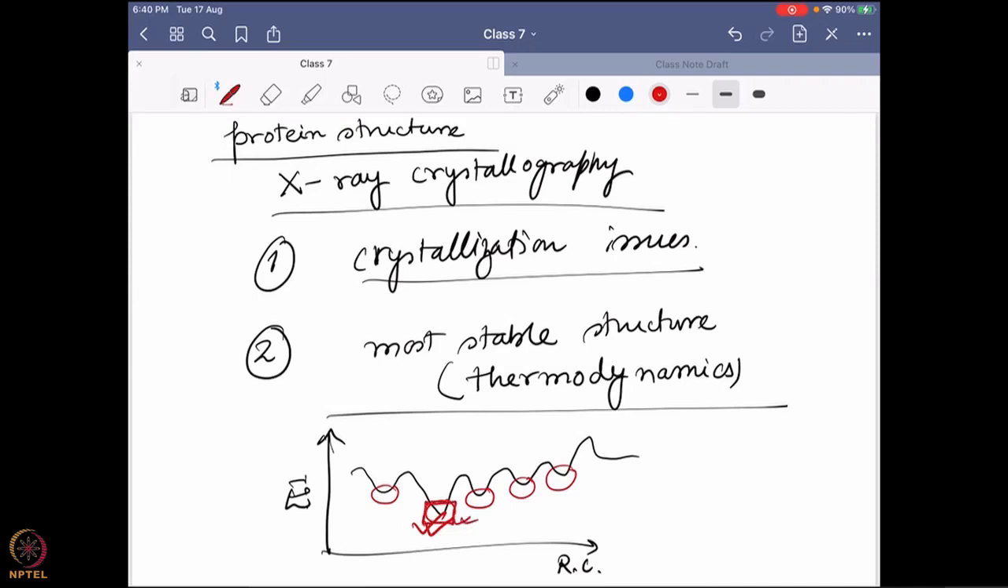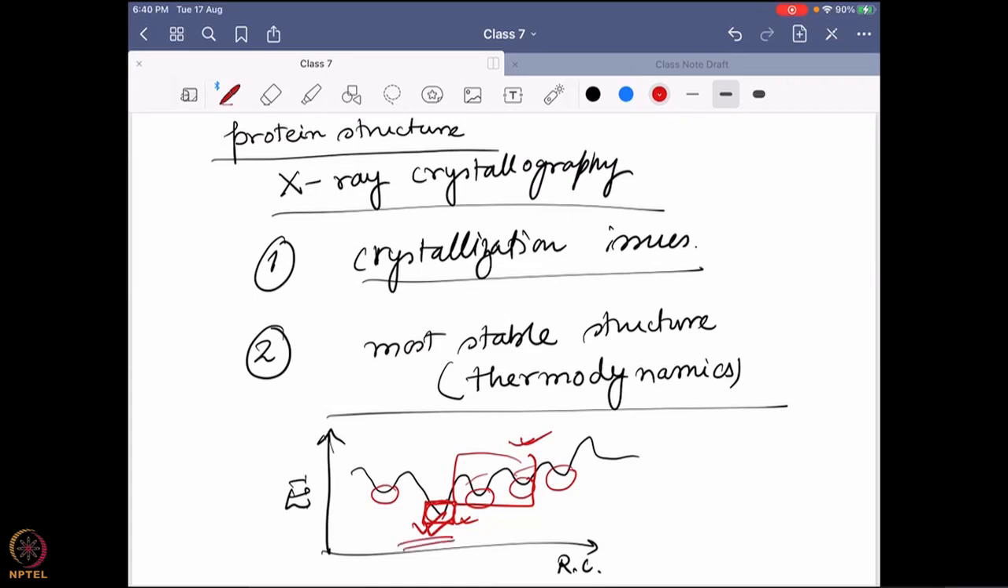However, activity-wise, that may not be the most active structure of the protein itself. It might be doing its activity at this particular point, and we want the structure over here. But we cannot get it, because whenever I try to crystallize it, it automatically goes to the most stable structure. It's thermodynamically driven. I cannot do that.